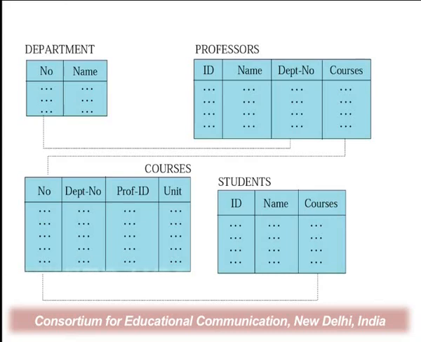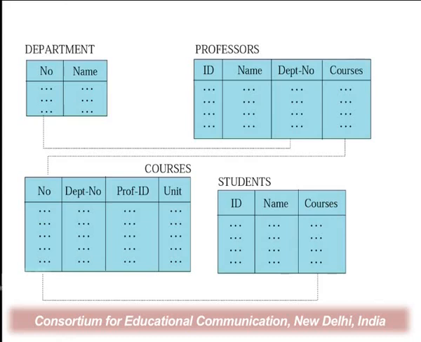Now, you see that department number is a common attribute between the two tables, that is department table and professor table. In the professor table, department number is used to show the department in which the professor is working. You can see a line has also been drawn there which represents that this is the common attribute. Similarly, you have another table called courses, which has course number, department number, professor ID, and then the unit.